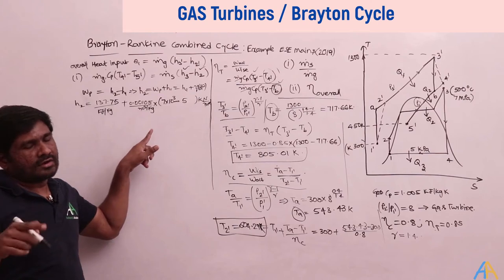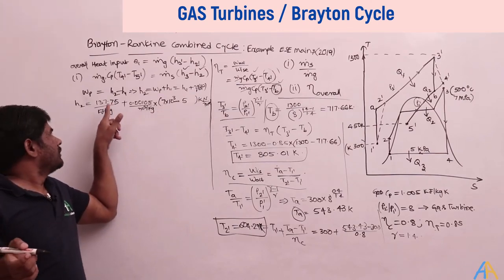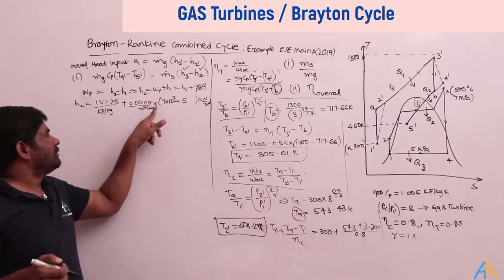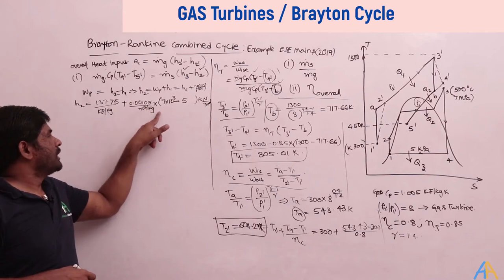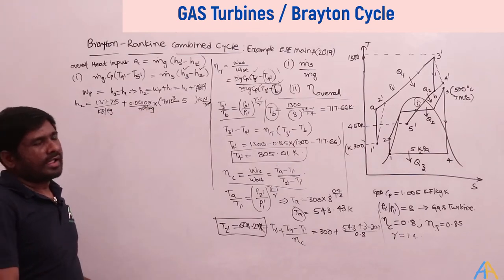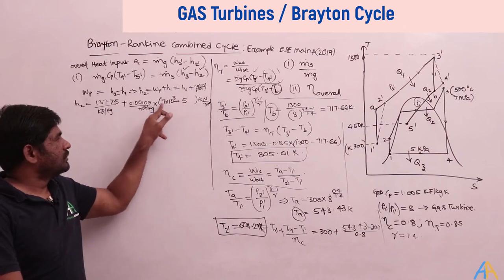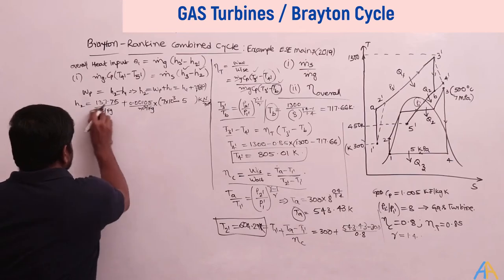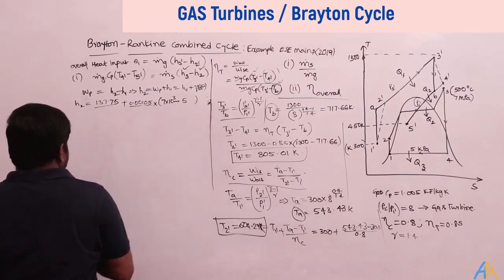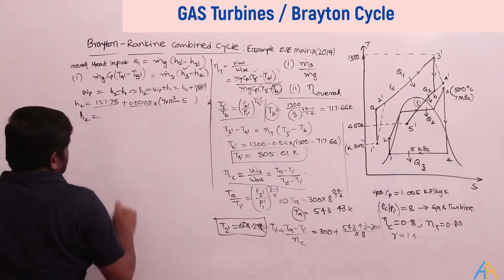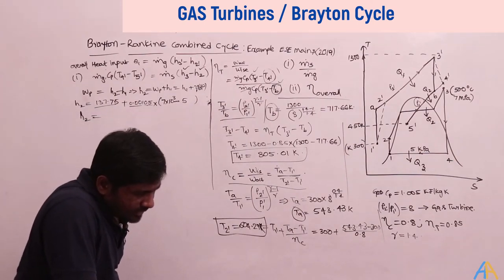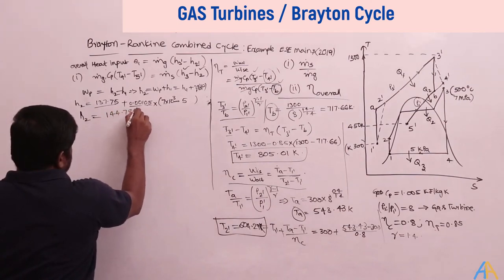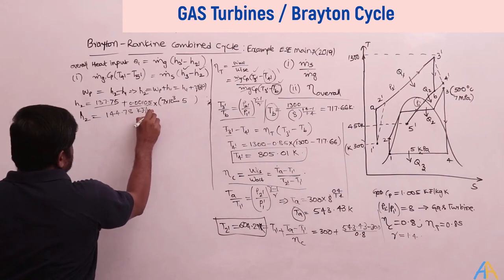What I am trying to say is that we already discussed this many times. Whenever you are adding one unit to another unit, this is in kilojoule per kg, but we don't know in which unit the other is. Always make sure that you are adding the same unit. Whenever I convert megapascal into kilopascal, only then it will become kilojoule per kg. Understood? So what is the H2 value finally? H2 value is 144.78 kilojoule per kg. Understood? This is what we got.